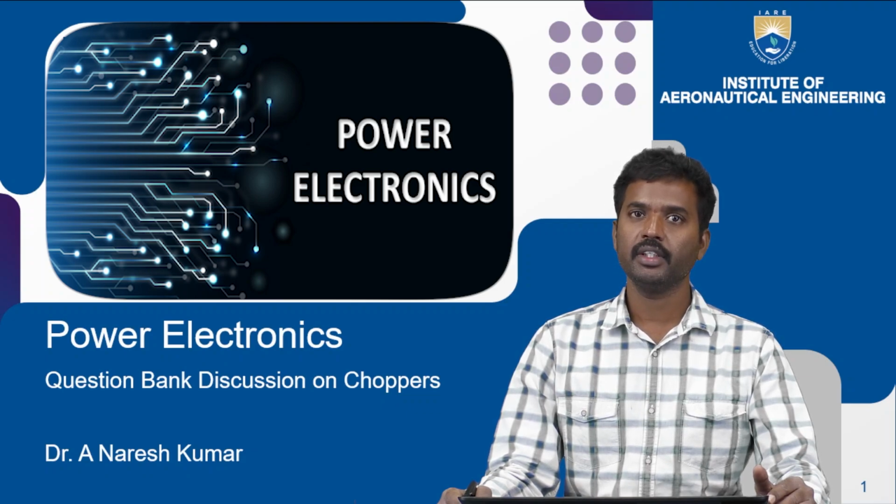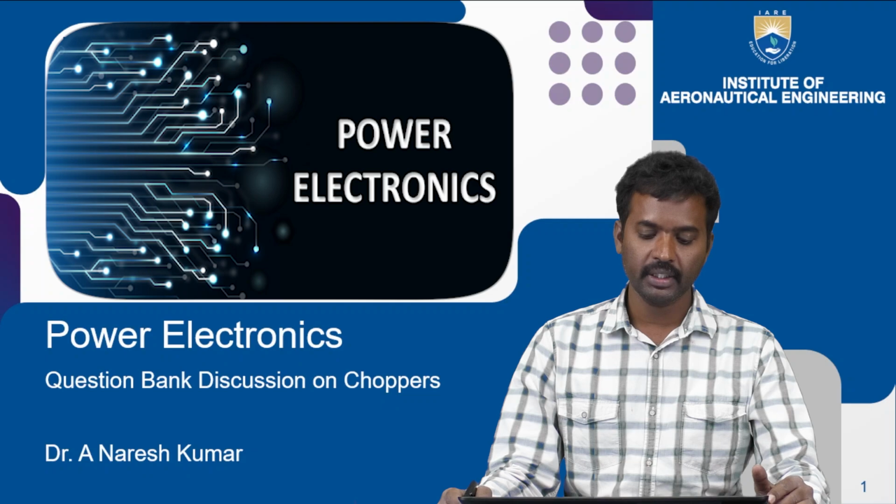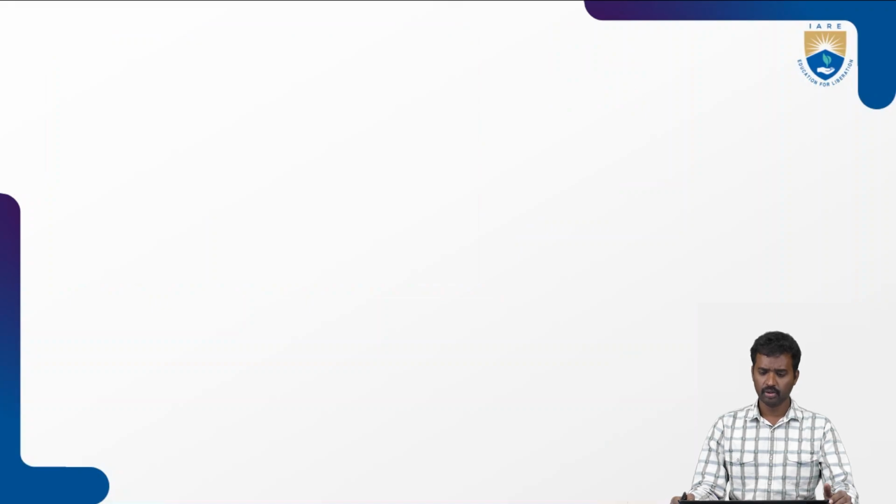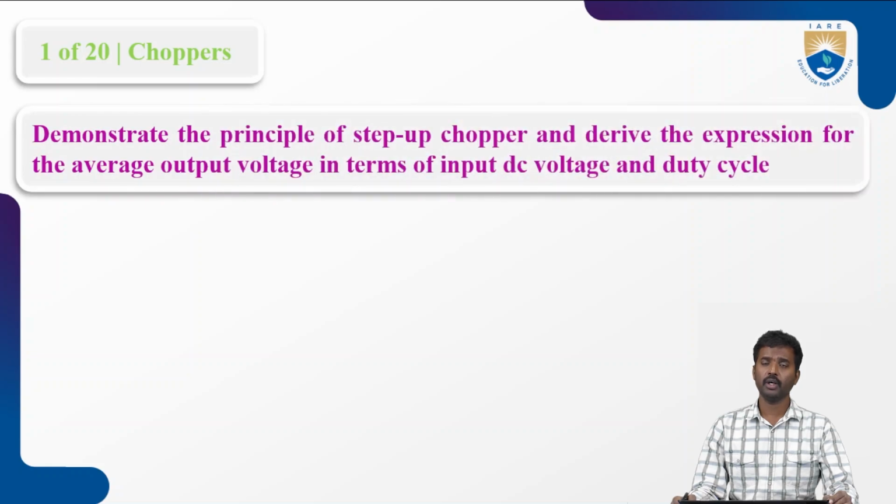Today we are going to have a discussion on question bank discussion. That means Chopper's third module, Chopper's question bank discussions. So here we have a total of 20 questions. The first question is: demonstrate the principle of step up chopper and derive the expression for the average output voltage in terms of input voltage and duty cycle.